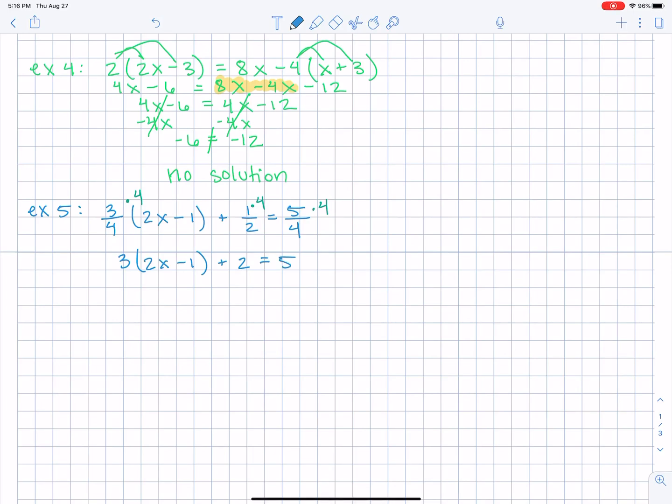Now, this is just a multi-step. So distribute, and we get 6x minus 3 plus 2 is equal to 5. Combine your like terms. 6x minus 1 is equal to 5. Inverse operations. 6x is equal to 6, and when we divide by 6 on both sides, x is equal to 1.